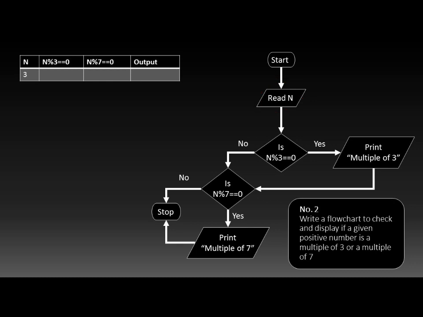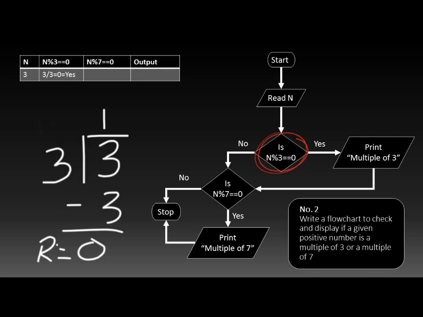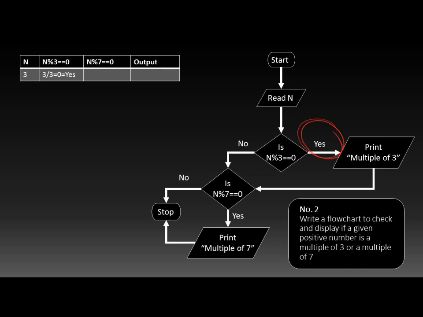Then next step is n modulo 3 equals 0, where the value of n is 3. So 3 divided by 3 is equal to 1, right? So there's no remainder. Then is 3 modulo 3 equals 0? Yes. Because yes, we have to print the multiple of 3.